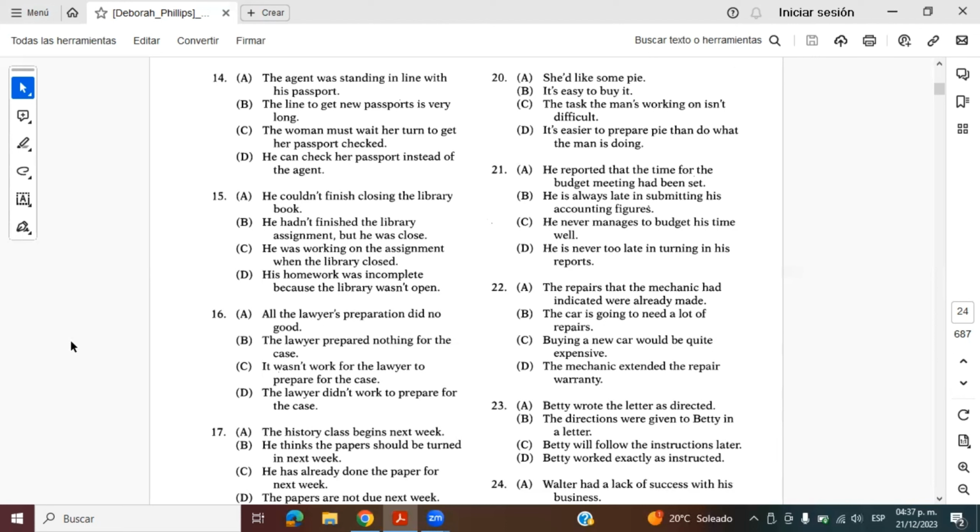Number 23. Did Betty listen to what her boss said? She followed the directions to the letter. What does the man mean?